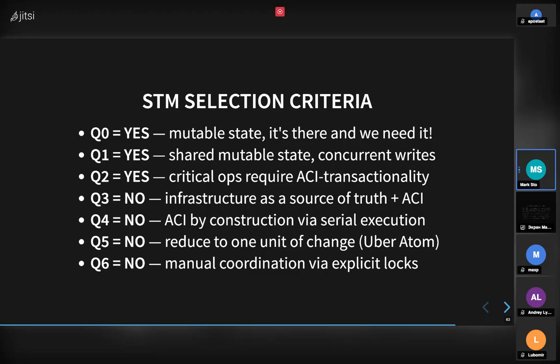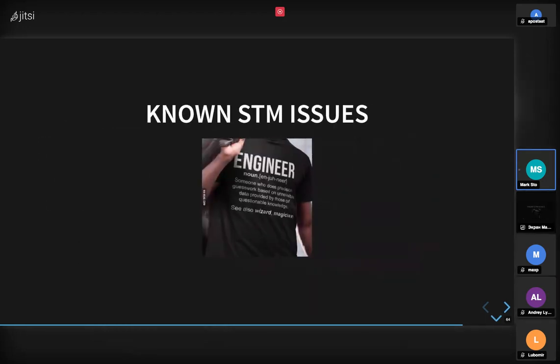No, you cannot reasonably shift AC onto transactional infrastructure as a source of truth. No, you cannot reasonably obtain AC by construction, either via serial execution of critical operations within some units of serialization or within some uber-aggregate. And no, you do not want to ensure AC manually via coordination of locks. If at least one answer is different, STM is not needed. There is another, often simpler way. If not, then we approach the necessity of the STM.